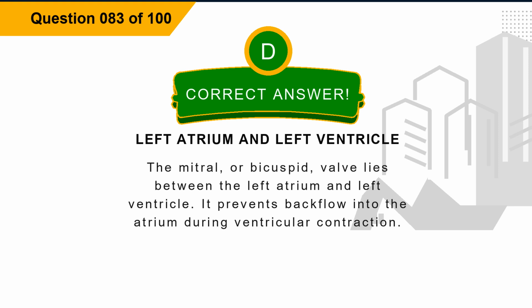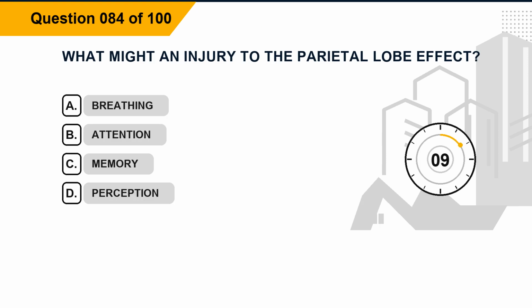Explanation: the mitral, or bicuspid, valve lies between the left atrium and left ventricle. It prevents backflow into the atrium during ventricular contraction. Question 84. What might an injury to the parietal lobe affect? Option A. Breathing. Option B. Attention. Option C. Memory. Option D. Perception. The correct answer is option D.